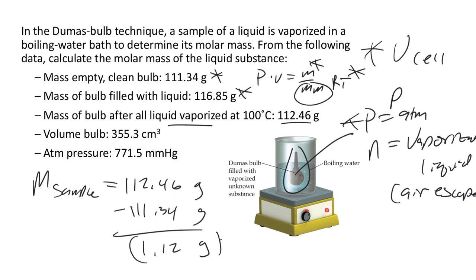We're given the volume of the bulb in cubic centimeters. Of course, that's just a milliliter, which would make this 0.3553 liters, because we're going to plug into the ideal gas law. It would be typical that you would use a barometer to measure the pressure, so we're told the pressure in millimeters of mercury. But we're going to use the usual constants of R, so we convert this from millimeters of mercury to atm. So that's 1.015 atm.